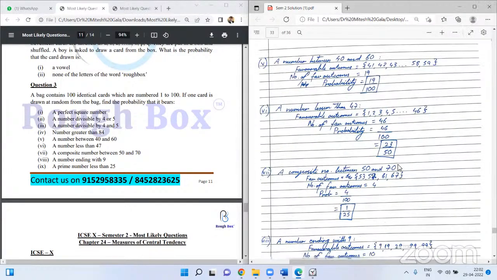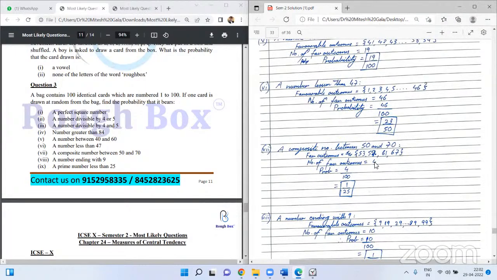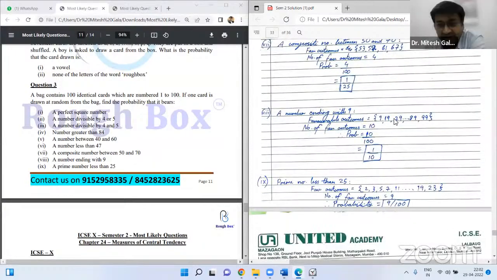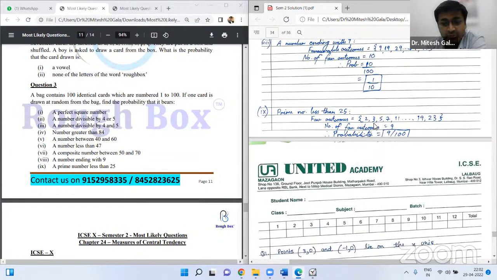Ending with 9. So that should be 9, 19 and so on. So 10 numbers, 10 by 100, 1 by 10. And a prime number, so don't consider 1. The remaining prime numbers are 9. So 9 by 100. So this is the maximum they can ask for this chapter, which I have already covered for you all.